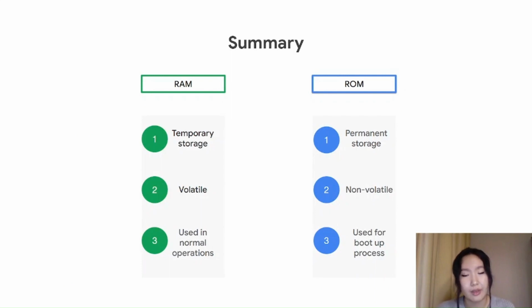So now that we know what ROM is, we can compare the differences, in summary, of RAM and ROM. So firstly, RAM is a type of temporary storage, whereas ROM is a permanent type of storage. Secondly, RAM is volatile, whereas ROM is non-volatile. Volatile is rapidly changing, and non-volatile is the opposite. And lastly, RAM is used in normal operations, which means when you're just normally using your computer and need to do the tasks that you usually do, RAM is used. Whereas ROM is not used in these types of operations. It's only used for the boot up process.